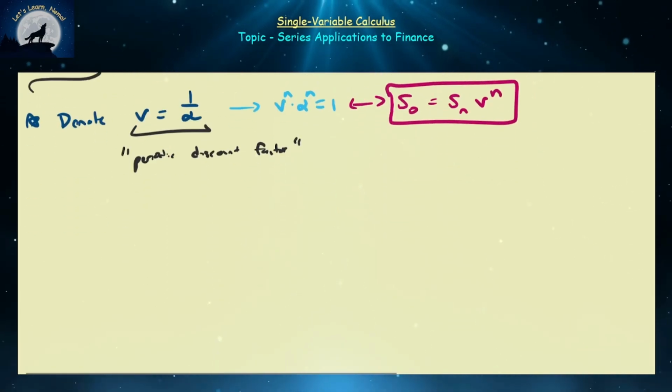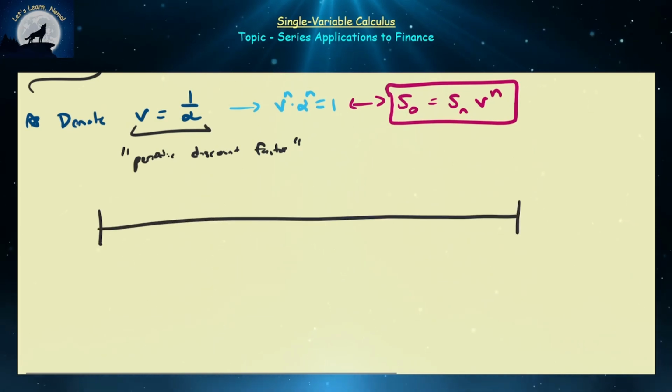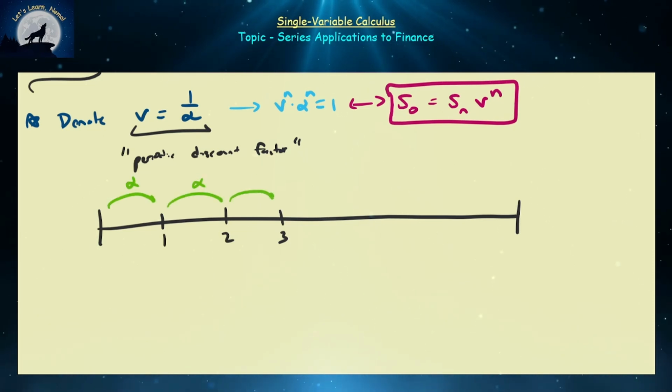So what exactly do the periodic discount factor and periodic accumulation factor do? So we have 1, 2, and 3. We move one step by alpha, another step by alpha, another step by alpha, or we can move 3 steps forward in time with alpha cubed.